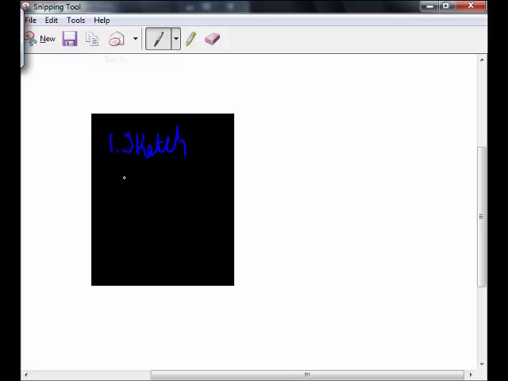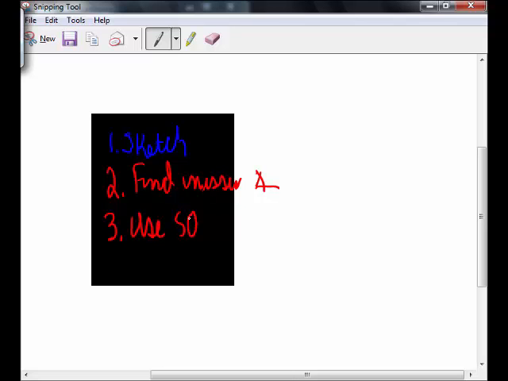And change it to red. You guys can see red better. Step 2: find the missing angle. That is, if the one angle is there. And 3, use your SOHCAHTOA to find the sides.